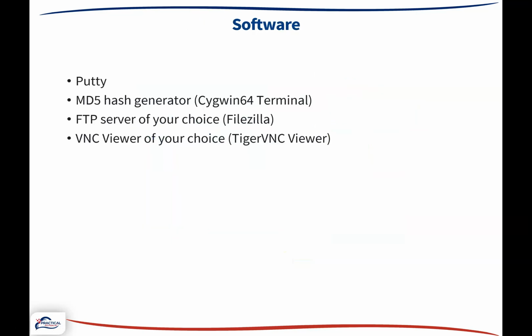So the software used in order to continue with this installation includes PuTTY or any terminal software of your choice. MD5 hash generator, again, any one of your choice, but in our lab, we chose a Cygwin 64 terminal, an FTP server of your choice. Again, in our setup, we use FileZilla, and a VNC viewer of your choice. In our case, we use Tiger VNC viewer.